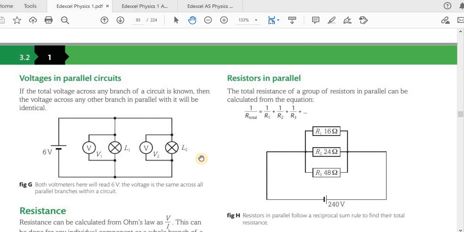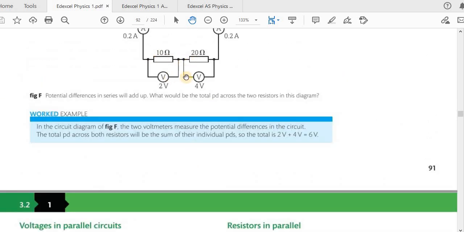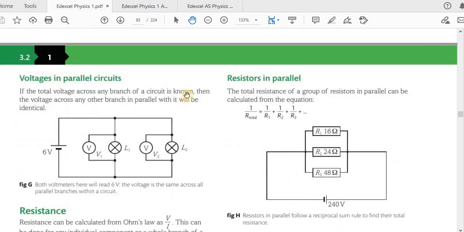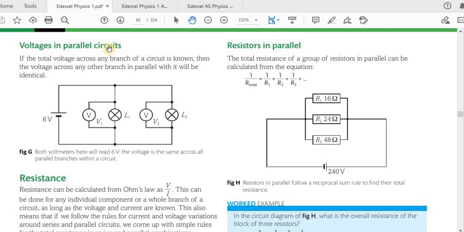So in series, the voltages add up if it's in a loop like this with a power supply. Then voltages in parallel circuits. Now, if the components are in parallel, they will have the same voltage across those components. Now see, this and this, they are all connected in parallel to each other. So the voltmeter here will read V1 equal to 6 volts. V2 will also be equal to 6 volts, because all three are connected in parallel to each other. So they will all have the same potential difference across them.